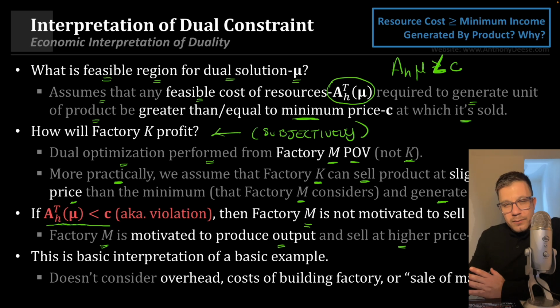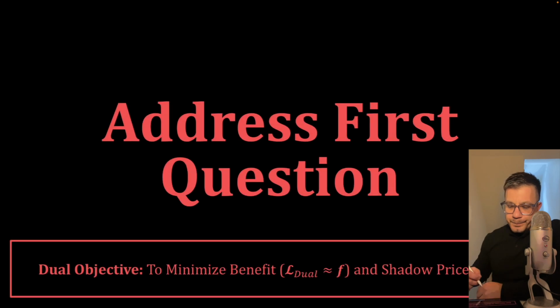Now, I know practically that doesn't make sense. Factory M would have to develop a whole new infrastructure to generate the products. This is a basic interpretation of a basic example, so we're not considering costs like overhead. We don't consider, like I just said, overhead, the cost of building the factory, or the fact that, according to this example, we're saying that Factory M is selling manpower to Factory K. Again, we're going to have to gloss over a lot of those details in order to make this broad interpretation and discussion work. So we answered the second question in blue.